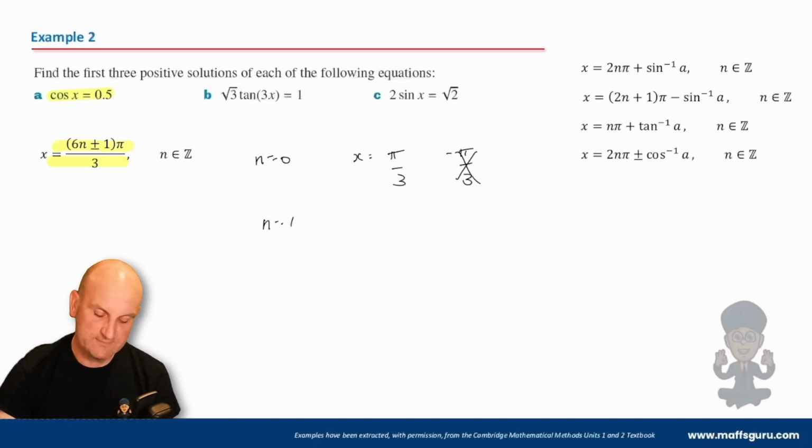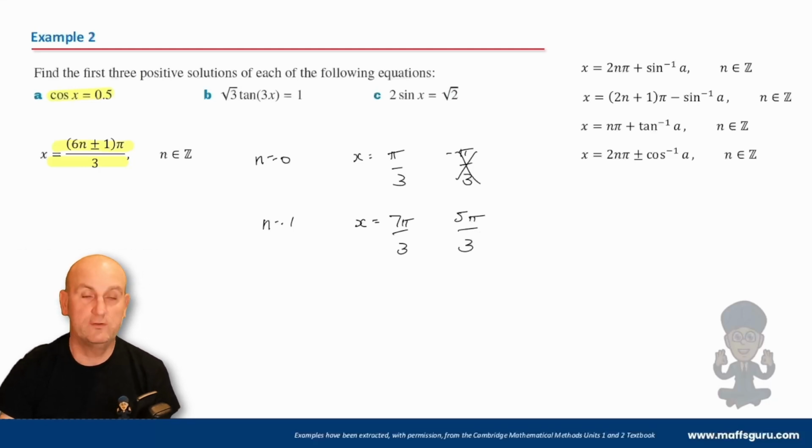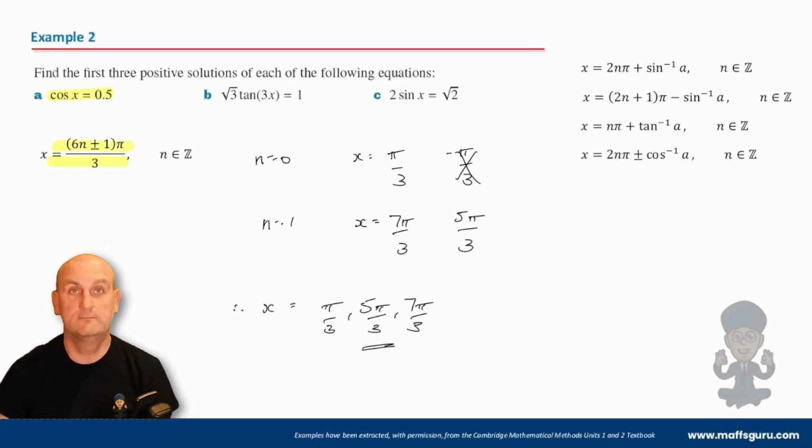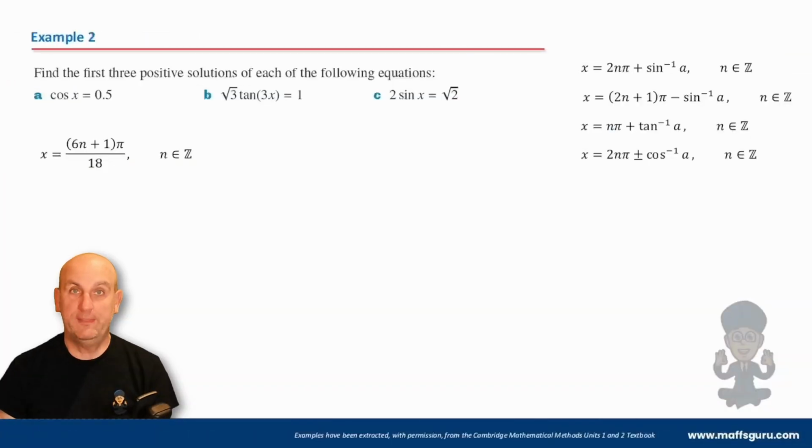That's going to give me 6 plus 1, which is 7. So x equals 7 pi on 3. And 6 minus 1 gives me 5 pi on 3. And believe it or not, I'm done. I don't need any more because I've got my first 3. So therefore, I would write down that x is equal to pi on 3, 5 pi on 3, and 7 pi on 3. Ka-ching. Job done.